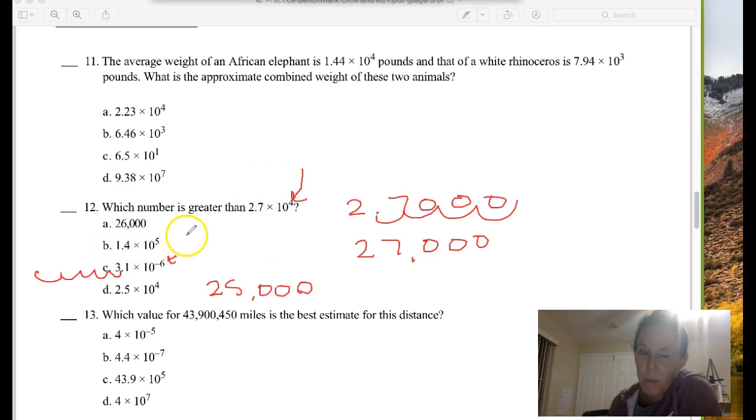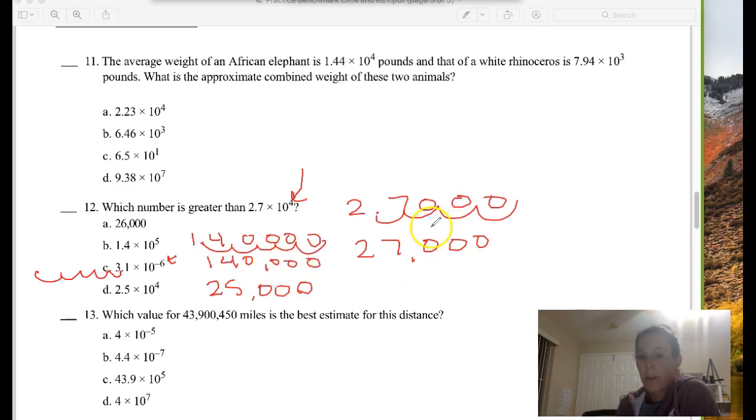Expand this guy out. Move it over 5 decimal places. 1.4, if I move it over 5 decimal places, 1, 2, 3, 4, 5. So I'm going to add 4 zeros. This number, if I write it out here, is actually 140,000, which is bigger than 27,000. So that exponent is the trick. Look at all the exponents. Which exponent's biggest? That's going to be the greatest number.